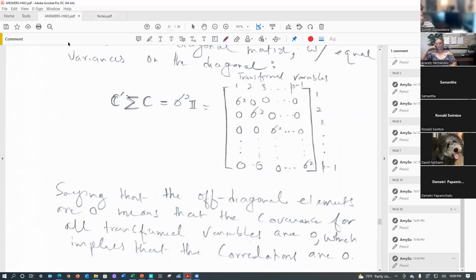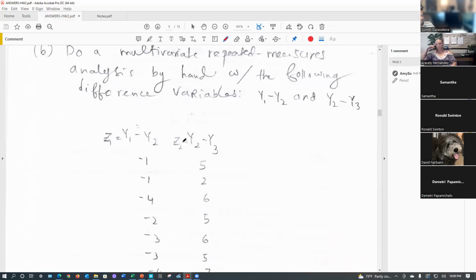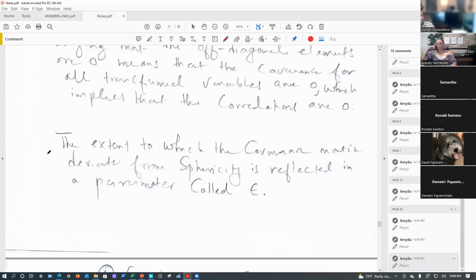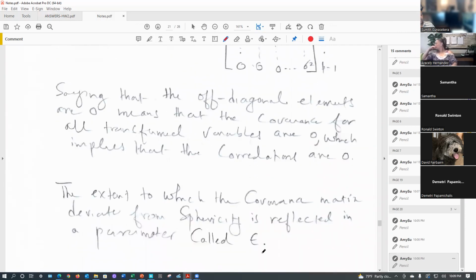That's the same thing we are dealing with over here. You had 3 variables, now we have 2 variables, z1 and z2. z1 means y1 minus y2. For our convenience, we're going to use the difference between 2 adjacent groups. The extent to which that covariance matrix deviates from sphericity, if your covariance matrix deviates from that, is reflected in this epsilon. That's how the epsilon comes into the picture.